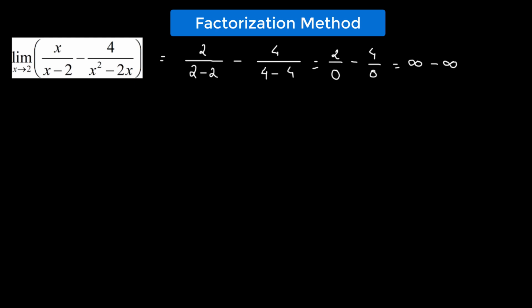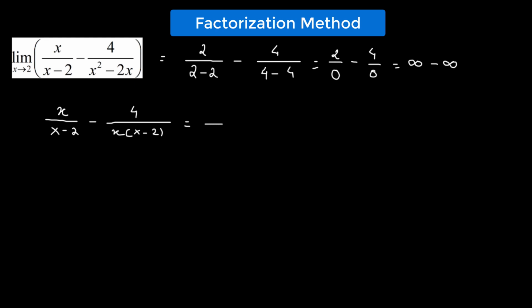But we need an indeterminate form of 0 divided by 0. So let us begin by first subtracting 4 over x squared minus 2x from the rational function x over x minus 2. So that will give us x over x minus 2 minus 4 divided by x multiplied by x minus 2.